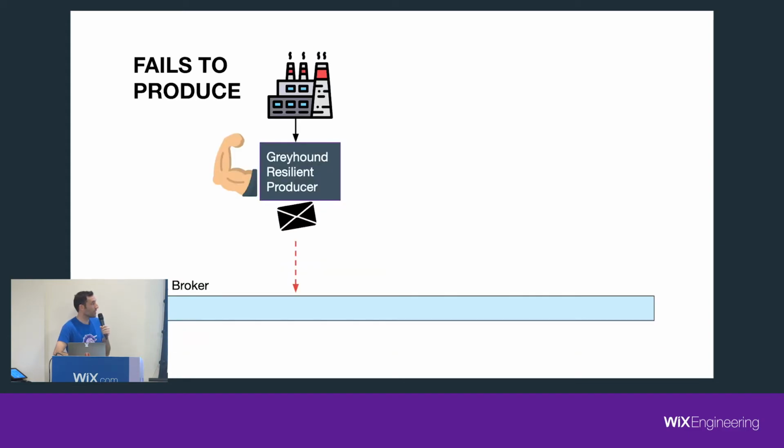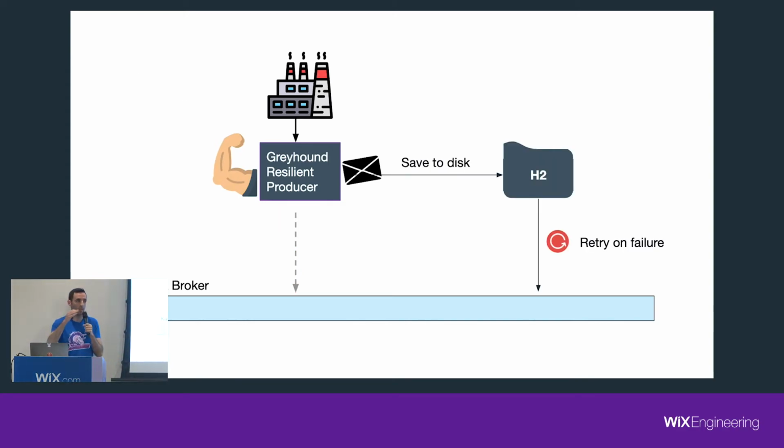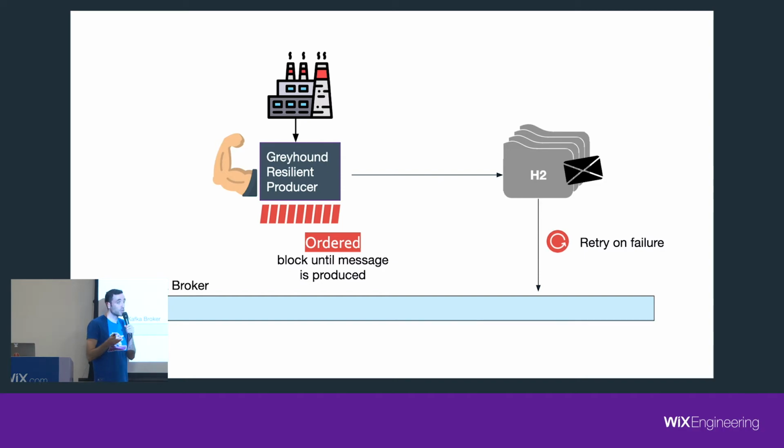So for that, Greyhound introduced the resilient producer, and it basically gets the message to our file before it gets to the Kafka broker. It's a simple H2 file database. So the message is saved over there, and then it will be fetched from there, and there will be retries on failures. And there are two flavors. One of them is ordered. So in case you decide to use ordered producing, then if the message fails, it will continue to block on the same message and retry.